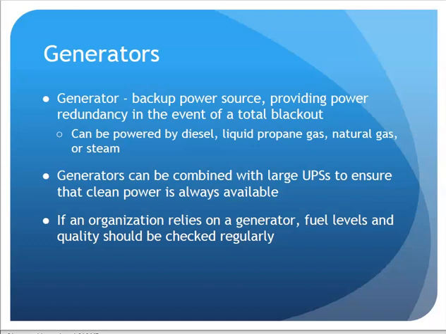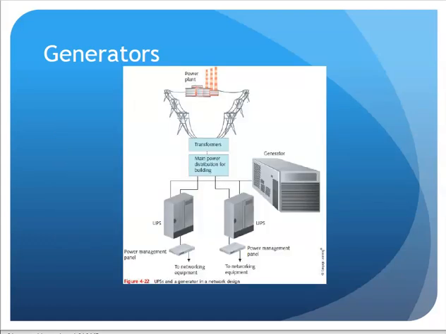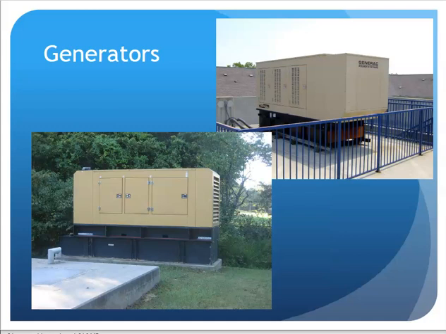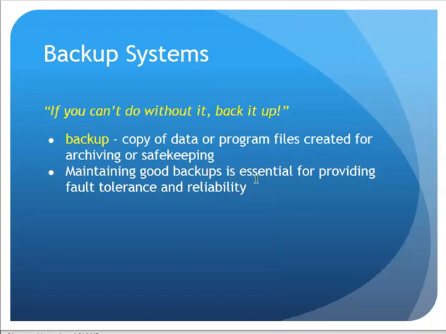Generators can be combined with large UPSs to ensure clean power is always available. If an organization relies on a generator, fuel levels and quality should be checked regularly. In some cases, they actually do test generators and bring them online monthly or on some sort of regular basis to make sure they power up and things function, and switch over to and switch back from generator power. And here are some examples sitting outside of a building. Some are sitting on the roof, some are sitting on a pad outside, etc.